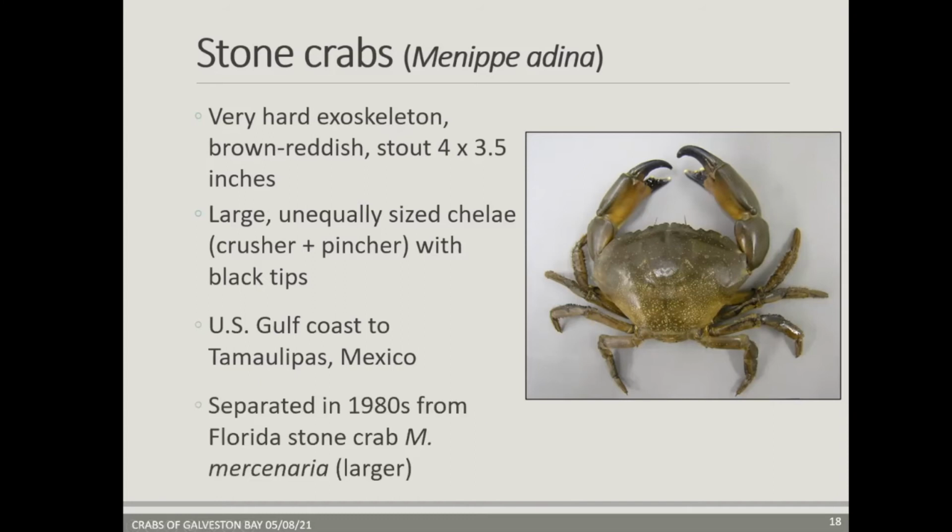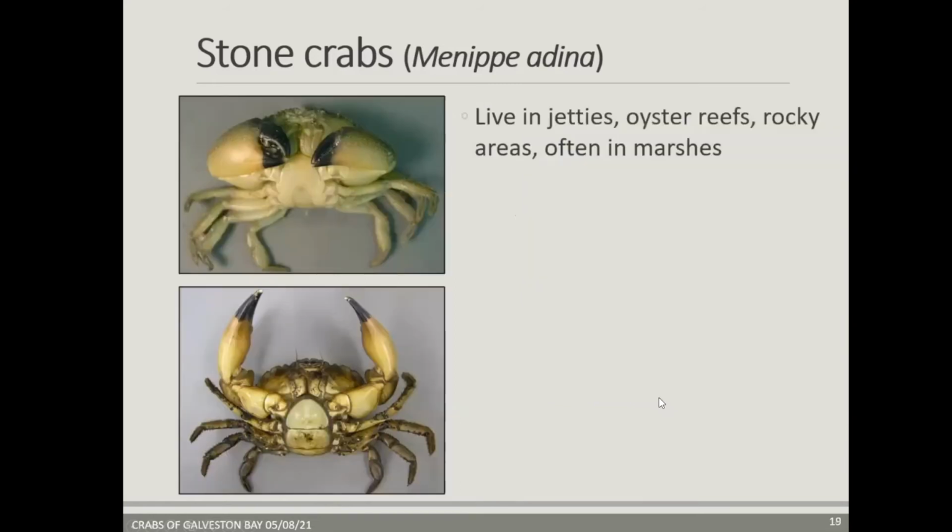And we used to call them Menippe mercenaria back when I was in school. Now it's called Menippe adina. They separated it out as a separate species from the Florida stone crab, which is Menippe mercenaria. This happened in the 1980s. Florida stone crabs are bigger than our stone crabs, and for the longest time they thought maybe ours was just a smaller version or didn't have the same kind of nutrition, but they found out it's a separate species, which is genetics always provides interesting conclusions for us.